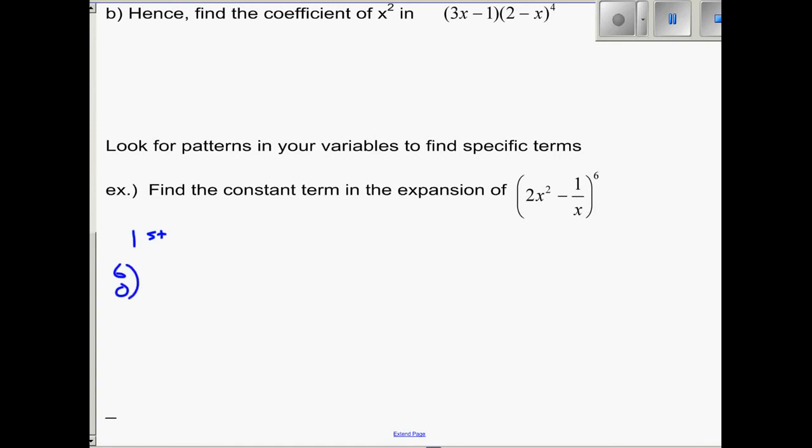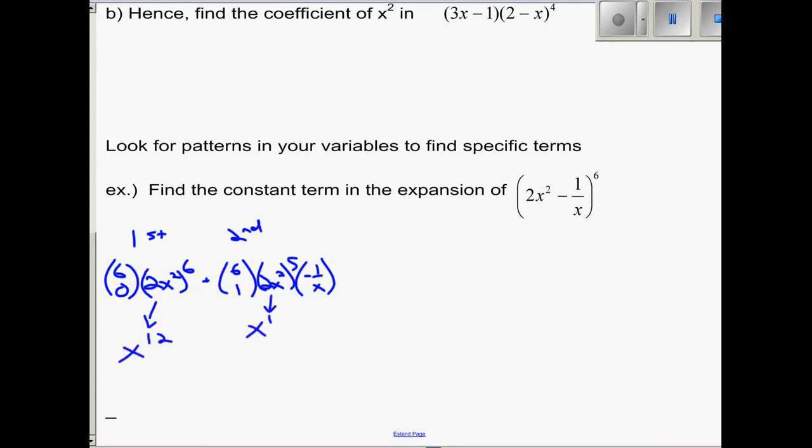So my first term would be a 6c0. It's got 2x squared all to the power of 6. My second term would be a 6c1. It would have 2x squared all to the power of 5, and now I'd have negative 1 over x. If I look at what's going on here, my first term is going to have an x squared to the 6th, or an x to the 12th. My second term will have an x to the 10th times negative 1 over x. In other words, it'll have an x to the 9th.